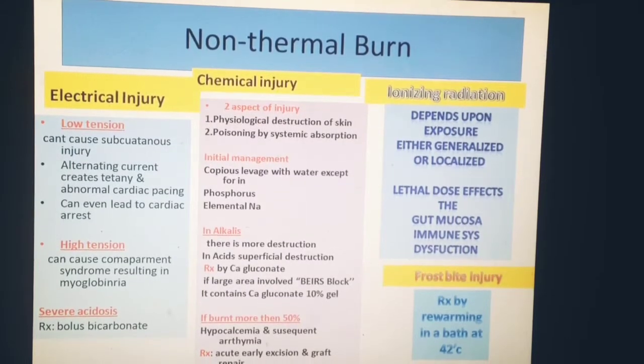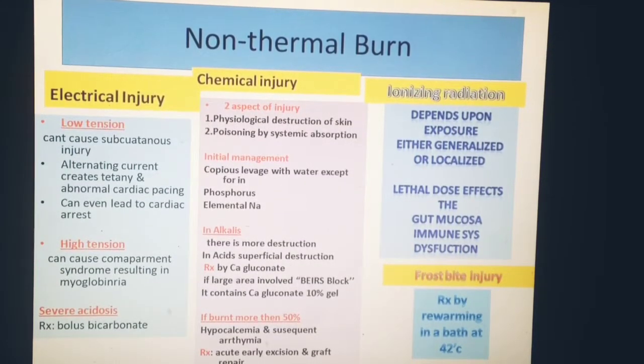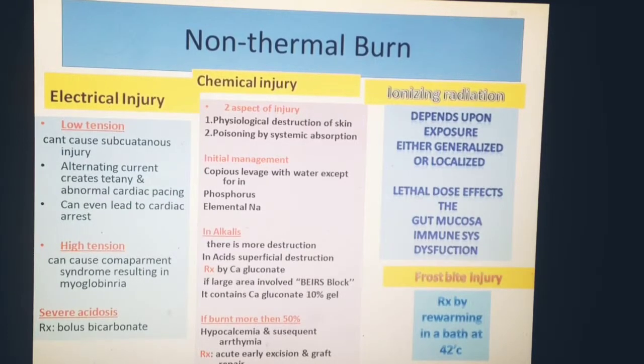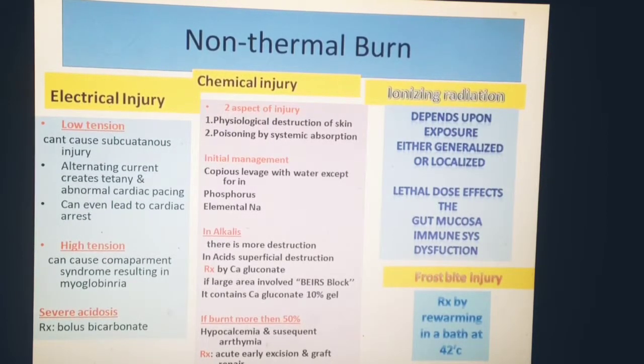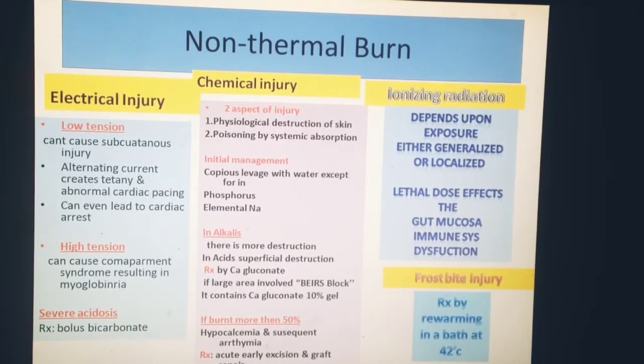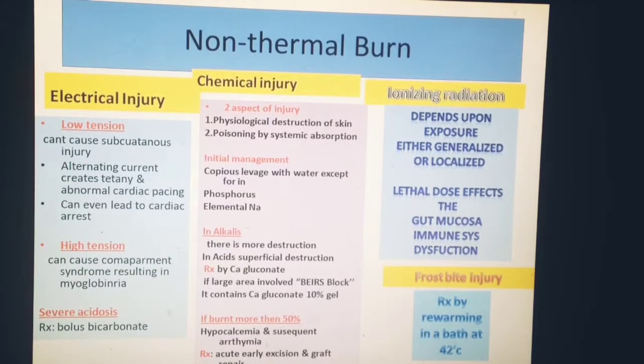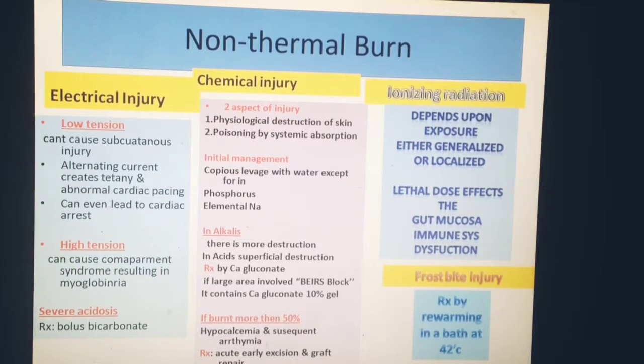Chemical injuries have two aspects. It can be physiological destruction of the skin or poisoning by systemic absorption. Initial management is by copious lavage with water, except in phosphorus and elemental sodium. When you are injured by an alkali, there is more destruction, whereas in an acid there is only superficial destruction, because alkali gets absorbed into that area, while acid only stays on that area and destroys it superficially.